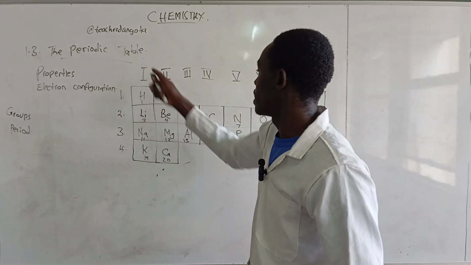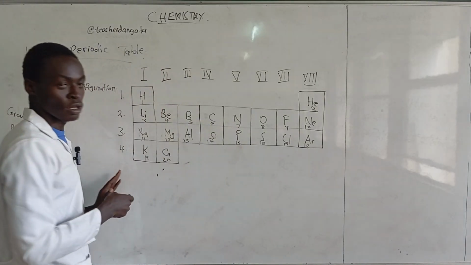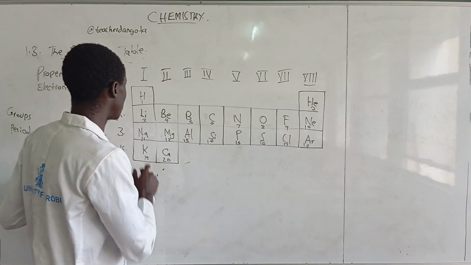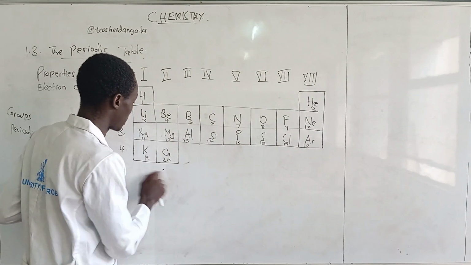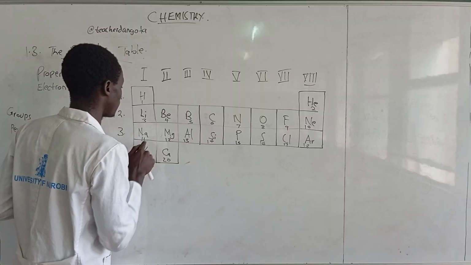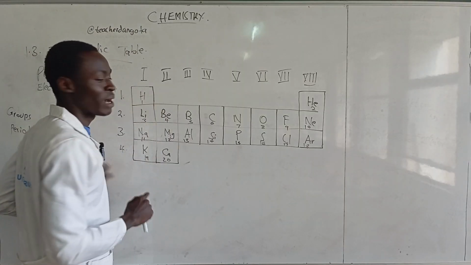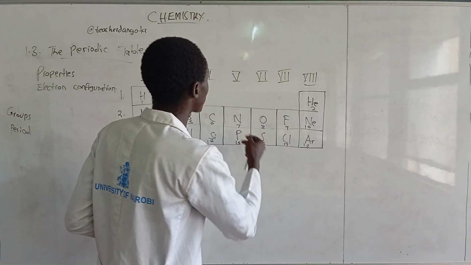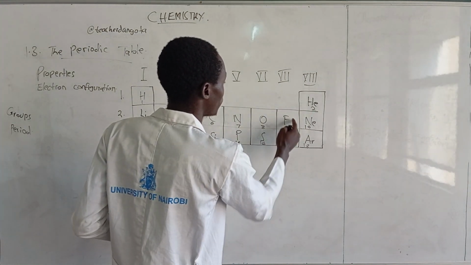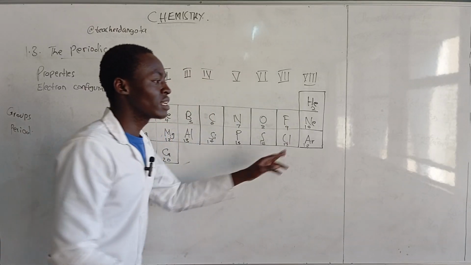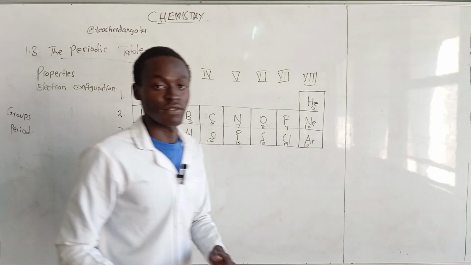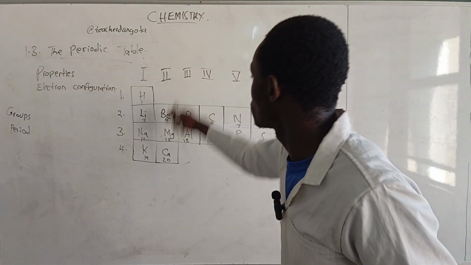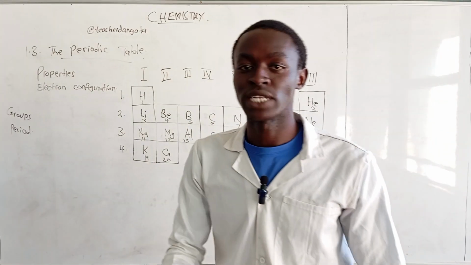Like the elements in group 1 of the periodic table, they all have one electron in their outermost energy level. Like hydrogen, lithium, sodium, and potassium, all of them have one electron in their outermost energy level. Even in group 7, you have chlorine, and all of these have 7 electrons in their outermost energy level. So through groups, we can know that elements found in the same group have the same number of electrons in the outermost energy level.